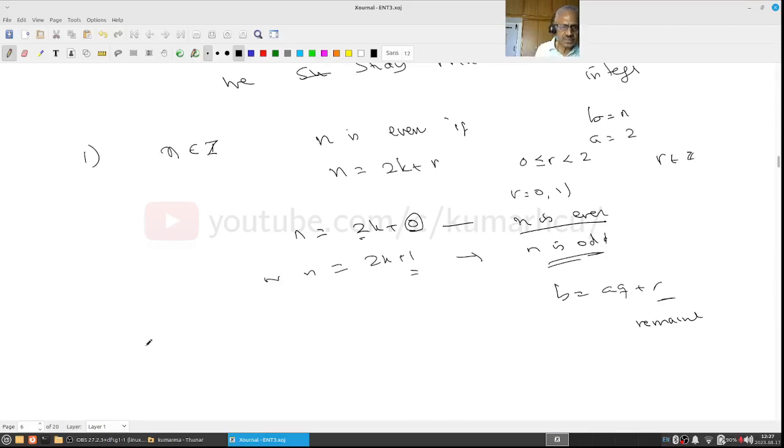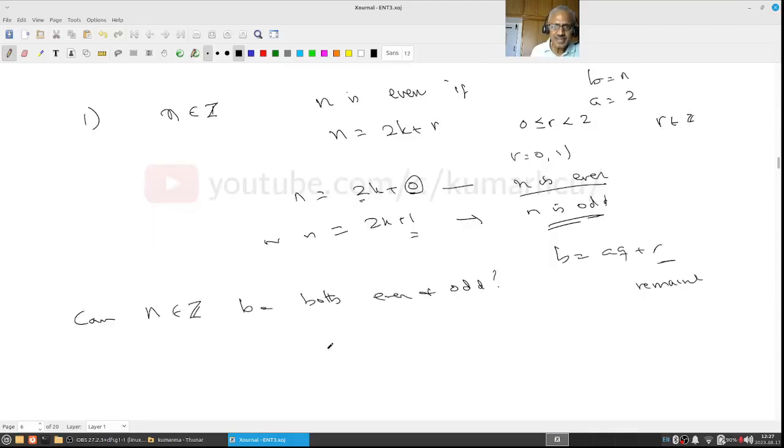So can an integer n be both odd and even simultaneously? It looks like a very easy, trivial question. In fact, some of you may even think it's a stupid question. But to answer this, we have to use the uniqueness part of the division algorithm.